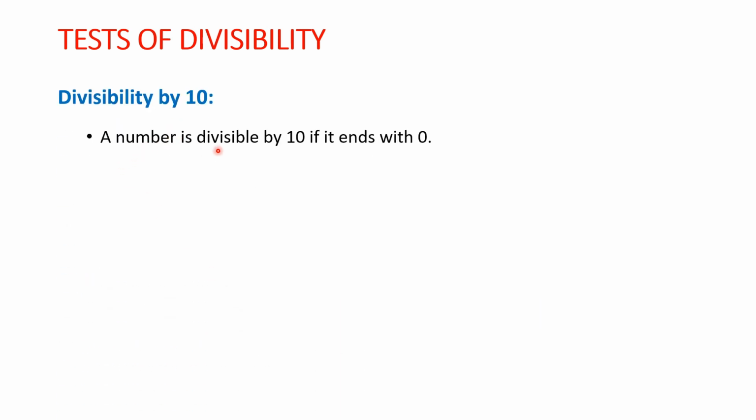Divisibility by 10. A number is divisible by 10 if it ends with 0. To find whether the number is divisible by 10, first we have to check the unit digit. If the unit digit is 0, then it is divisible by 10. Otherwise, it is not divisible by 10.